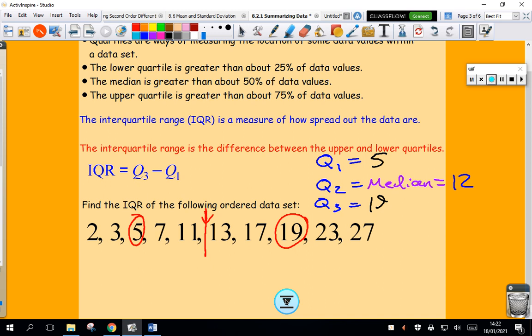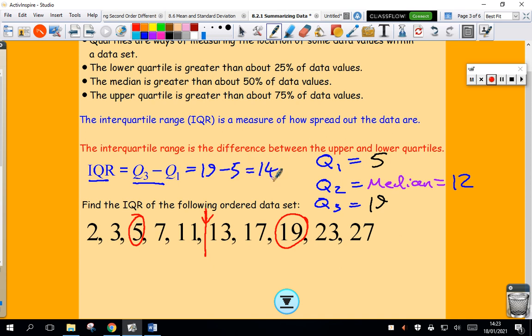What am I asked to find? I'm asked to find my interquartile range. And I'll just stick it in here. The interquartile range is defined as being Q3 minus Q1. The upper quartile, subtract the lower quartile. 19 subtract 5 is 14.